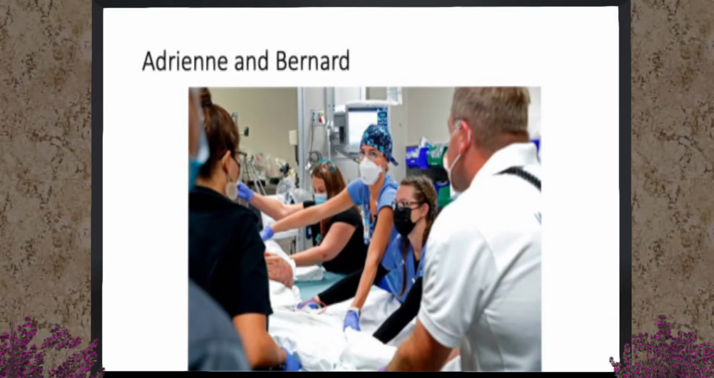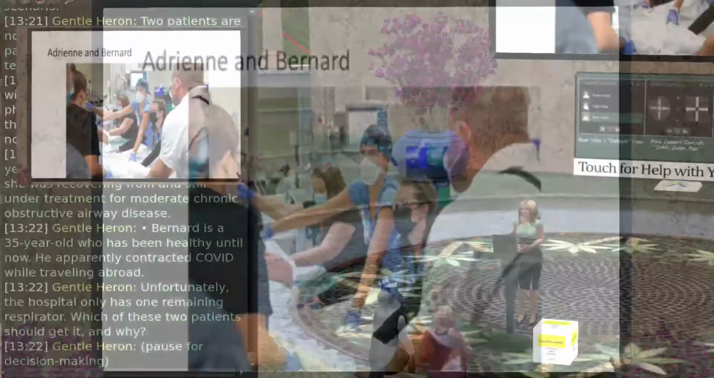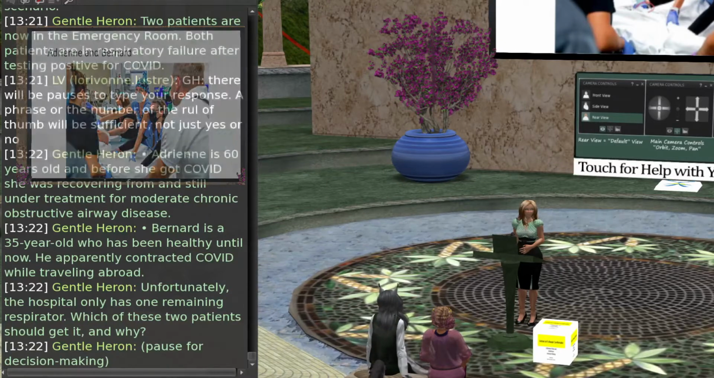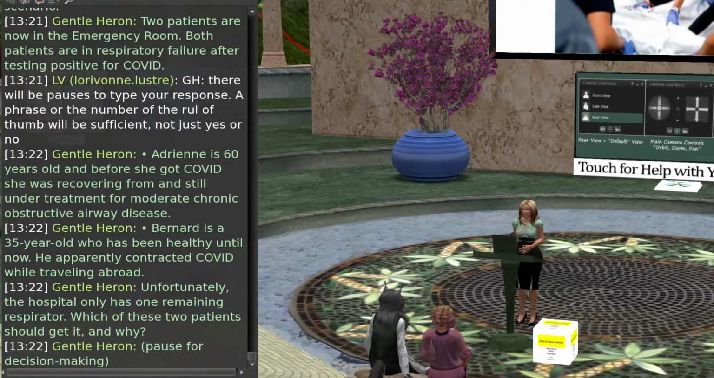I'm going to pause here for decision making while you think about it and type your choice into the chat. Let's see what we come up with. This is an A or B choice, Adrian or Bernard. Who gets the ventilator and why?